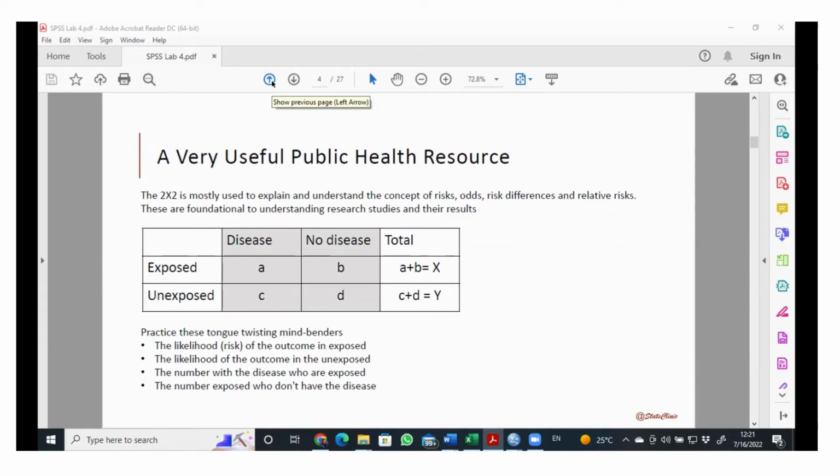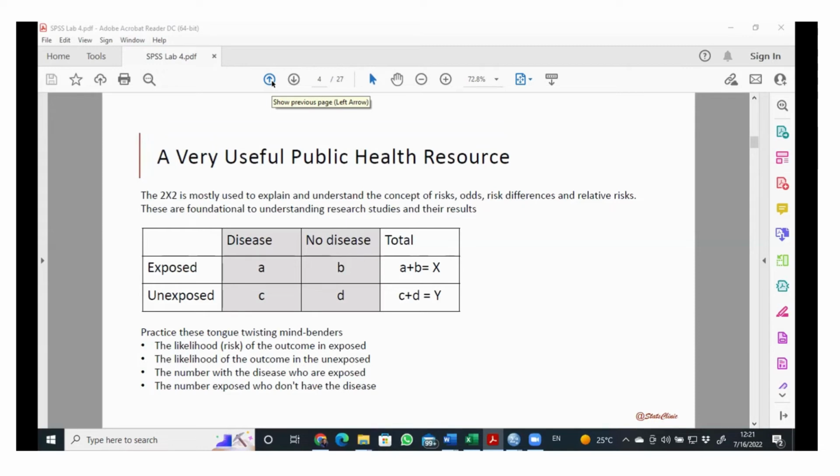All right. So in all, we are just saying that A plus B equals X are those who are exposed, whether they had the outcome of interest or not, but at least they were all exposed. So the summation here is X.